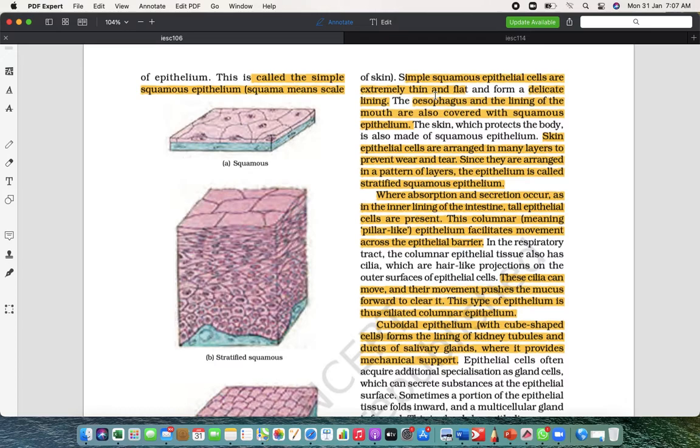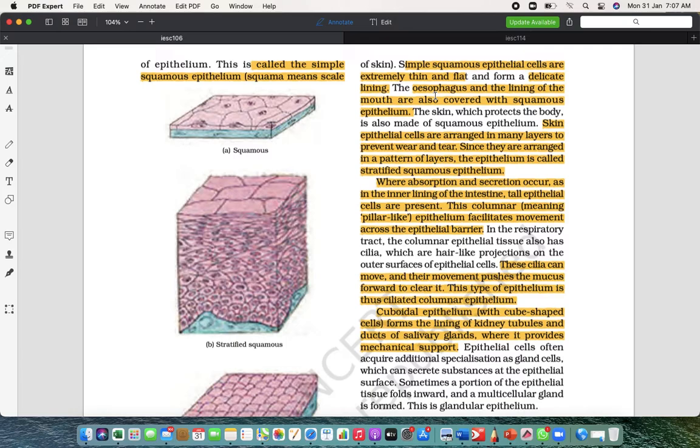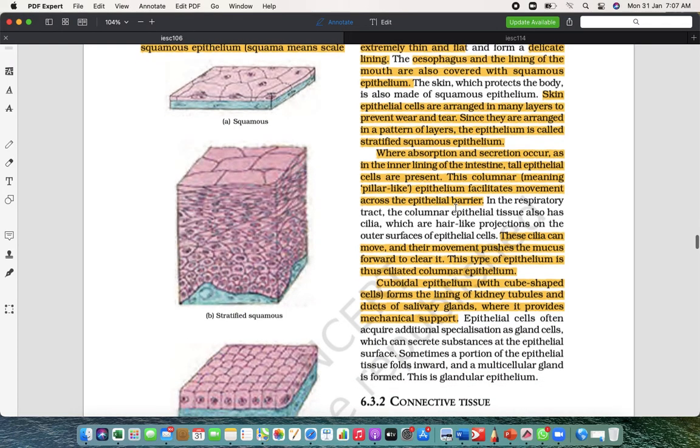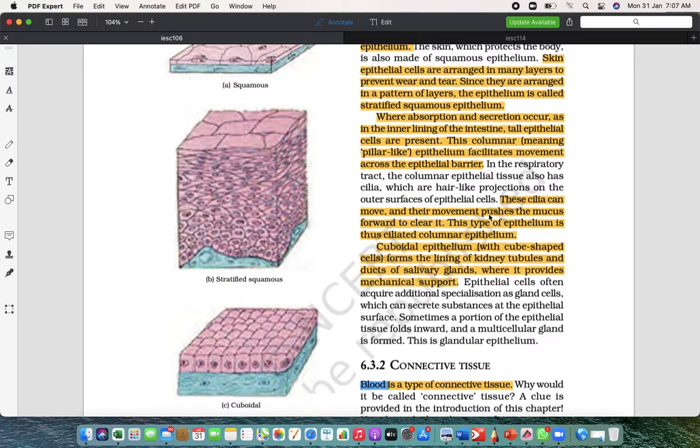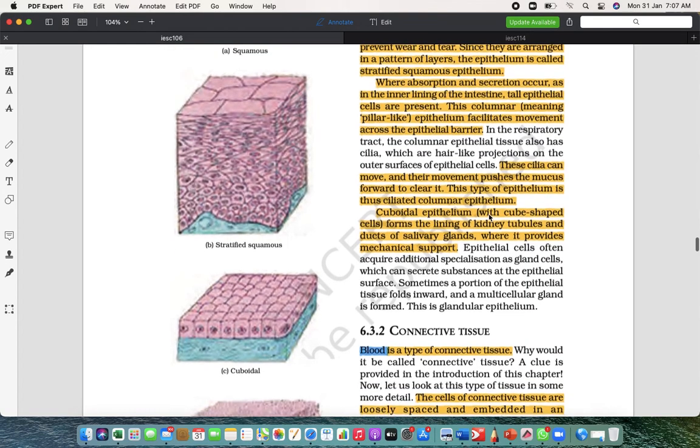Skin, right? They prevent damage from wear and tear. Therefore, a layer of many patterns is called stratified, many layers. Absorption and secretions are for the columnar epithelium, which facilitates exchange across the epithelial barrier. Basically, it does not let anything go inside and outside. Cilia, right? Cilia can move and push mucus forward to clear it. Basically, if you have a cough or anything, that can be cleared with the help of cilia.